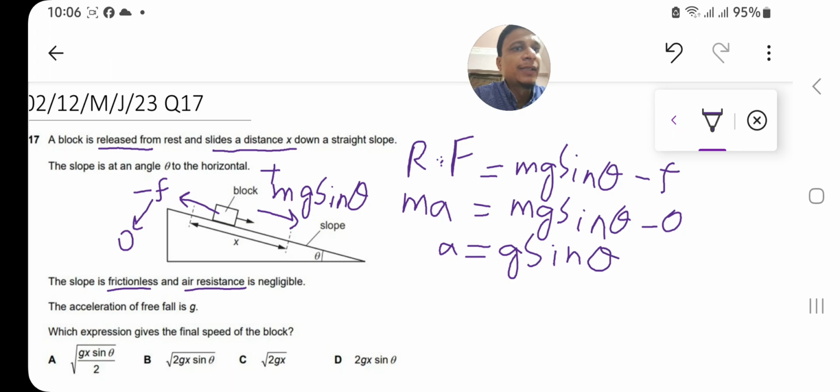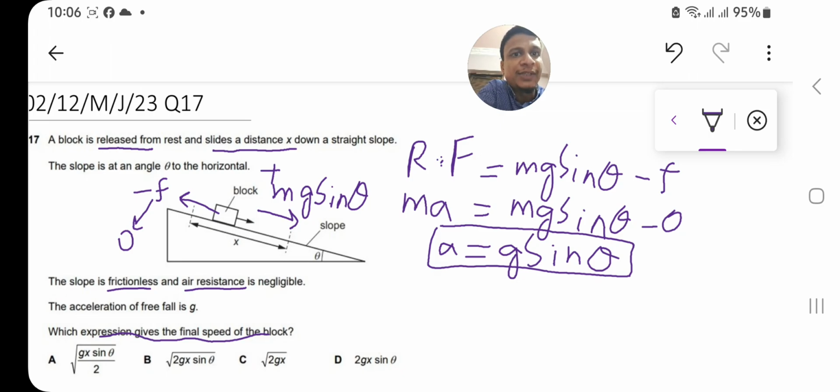g sine theta. We come to this conclusion whenever the block is going downward and no friction is there. But they are asking what expression gives the final speed of the block. It means we need to transform this formula so that velocity comes in. You can also see that the distance is coming in every option, x and speed, so we need a formula where the final speed, the distance, and the initial speed are coming, because it is released from rest.